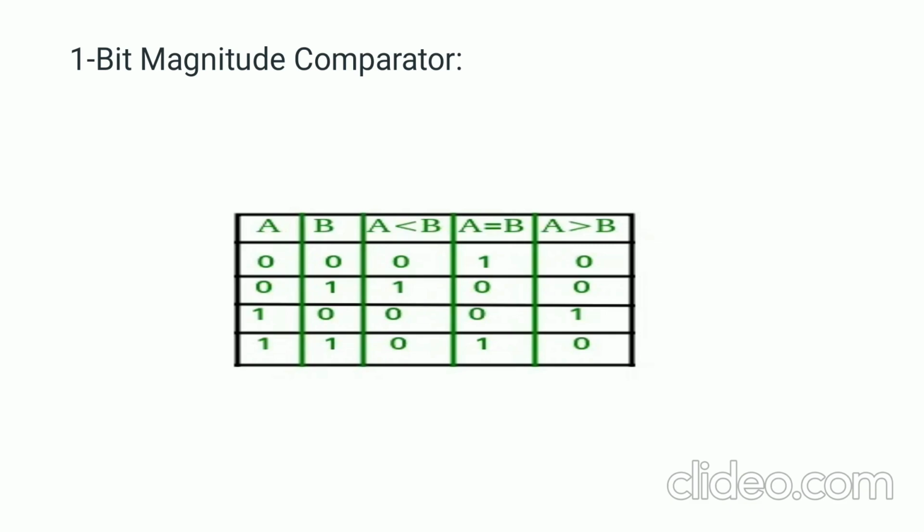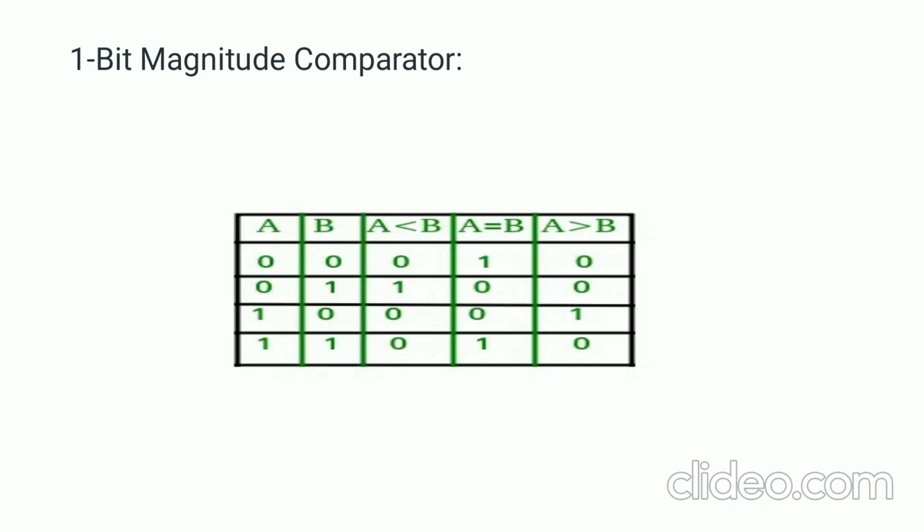So consider the truth table. It has four possible combinations. Why? Because A and B have only one bit. A has one bit and B has one bit, so in total we have 2 bits. So 2 power 2 is 4. So 4 possible combinations in this truth table: 0 0, 0 1, 1 0 and 1 1.